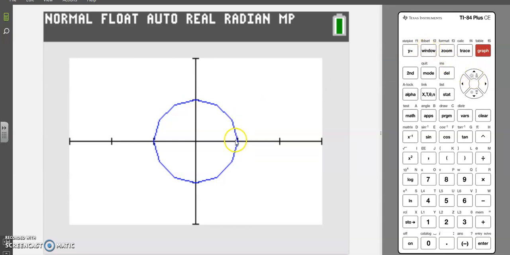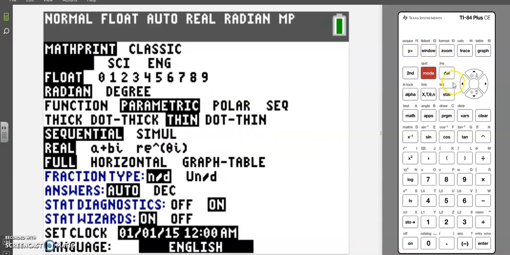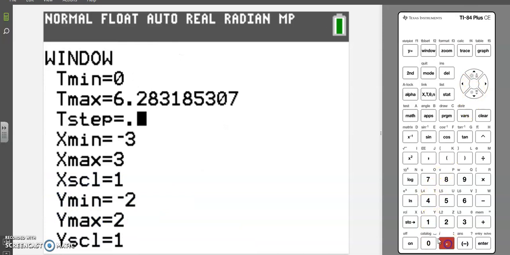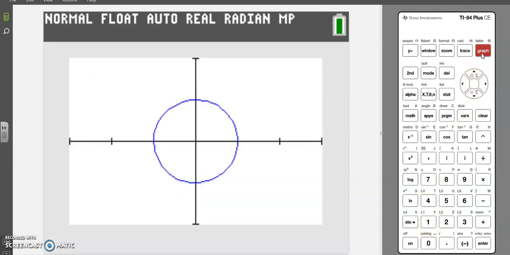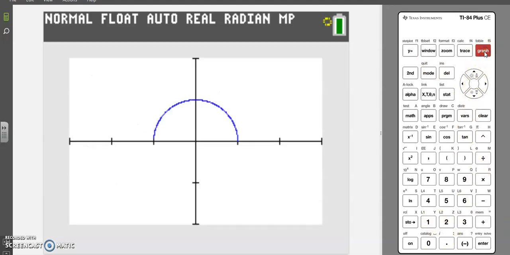But that's because I'm only plotting a point every pi over 6. If I hit trace, it plots that point, then that point, and then that point, and it's trying to join them with a straight line. So in order to make that look nice, we need to go to our window and make our t-step like 0.1 and then graph it. And let's see if it makes any difference by going to 0.01. Well, one thing it'll do is graph a lot slower. You can actually see it graph around, and it does make a nice smooth curve.